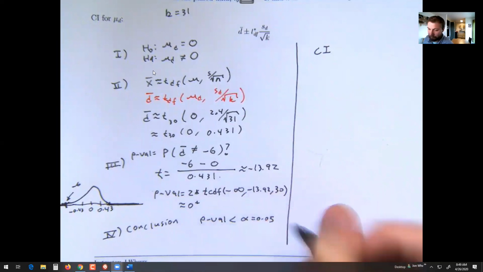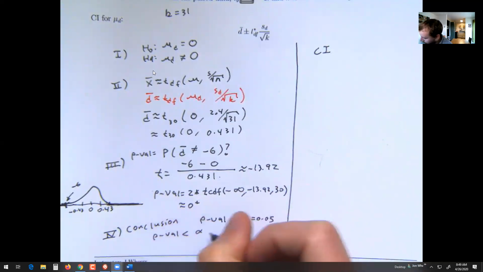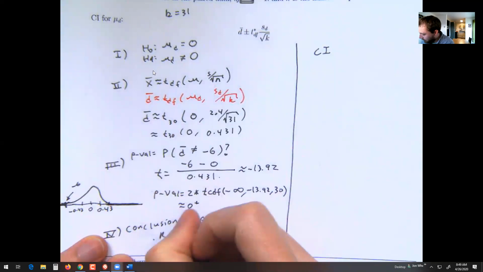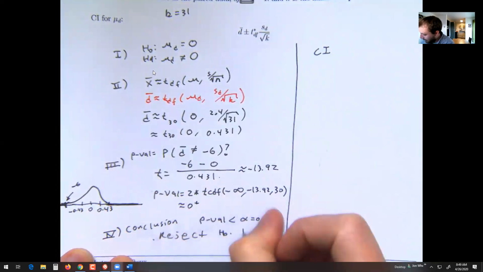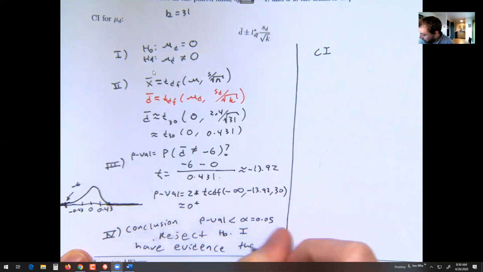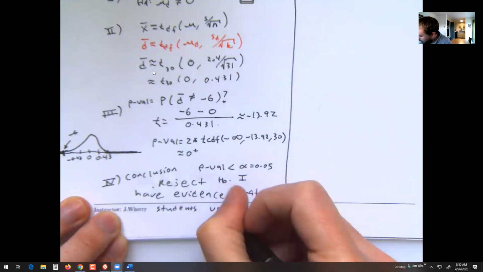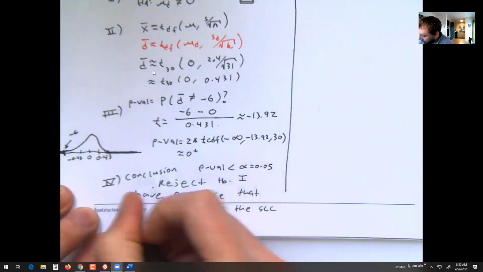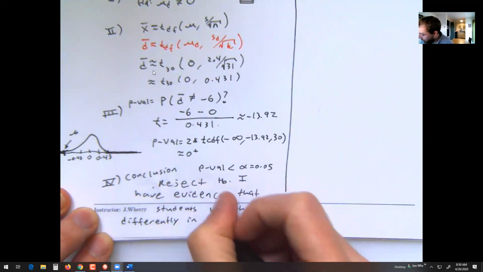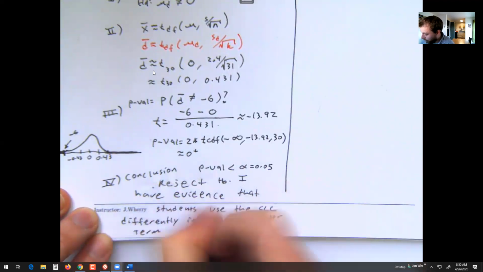Conclusion: if my p-value is low, and let's say we're using an alpha level of 5%, if my p-value is low, the null must go. So p-value is less than alpha. I will reject the null hypothesis. I have evidence that students use the SLC differently in fall versus winter term on average.